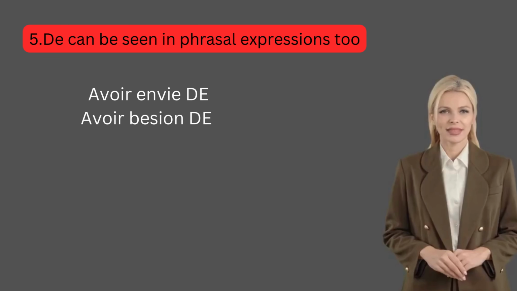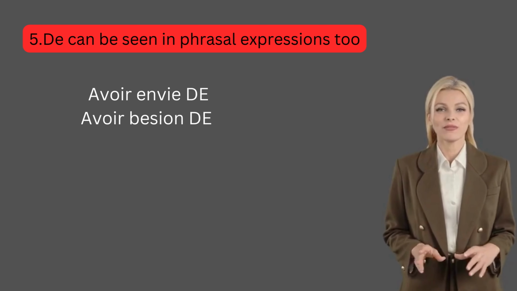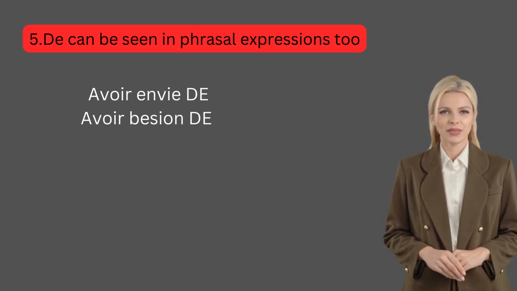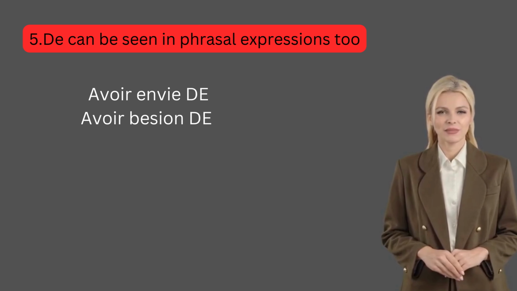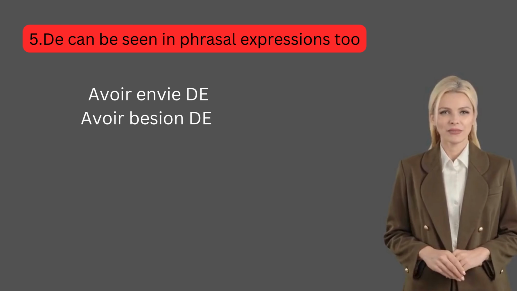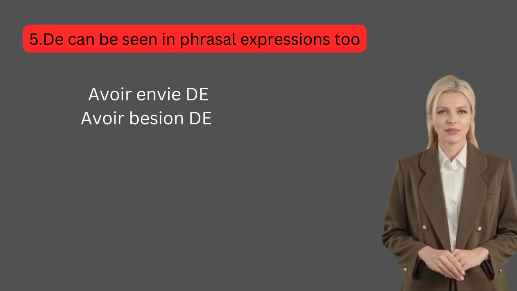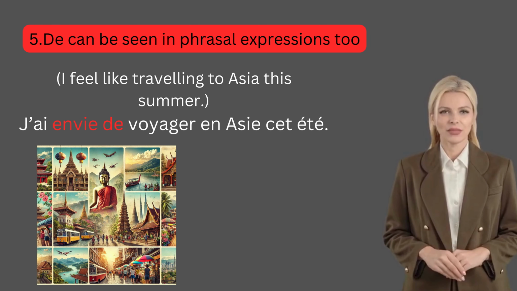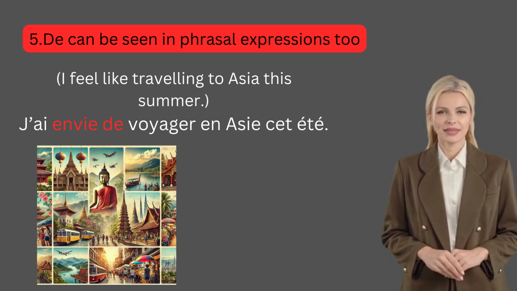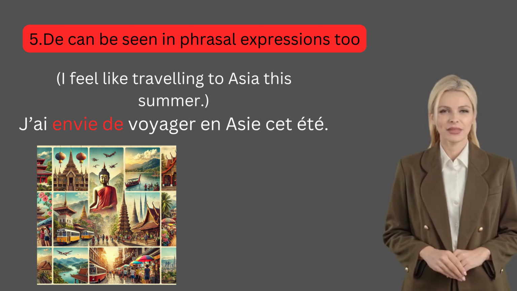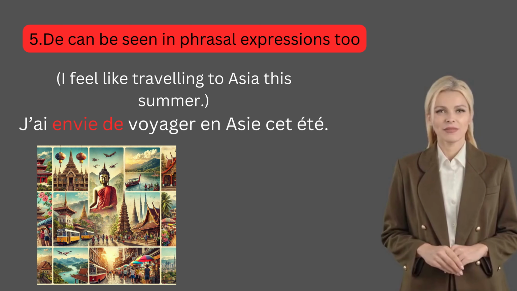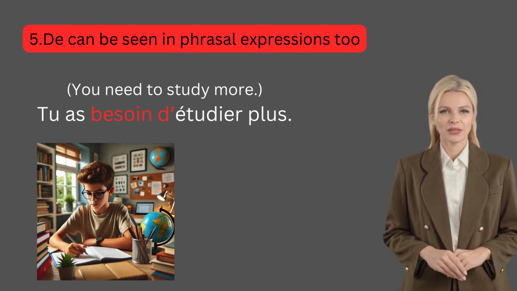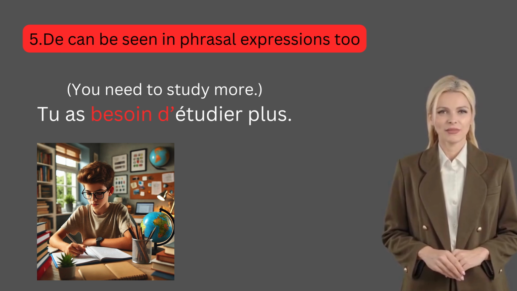De can be seen in phrasal expressions too. Such as, Avoir envie de, ou, avoir besoin de, to feel like something or need something. Example, J'ai envie de voyager en Asie cet été. I feel like traveling to Asia this summer. Tu as besoin d'étudier plus. You need to study more.